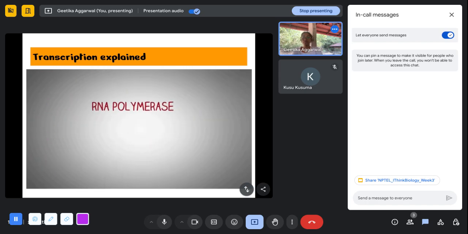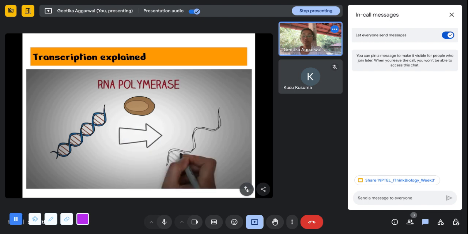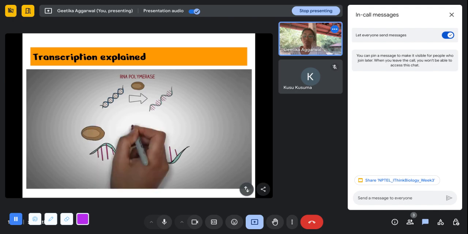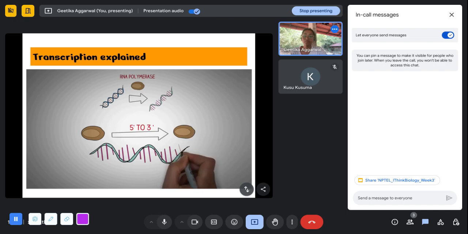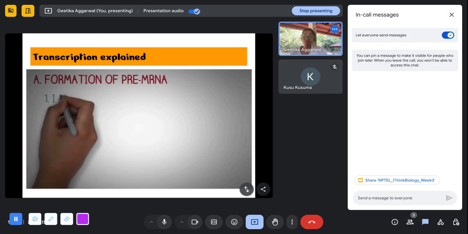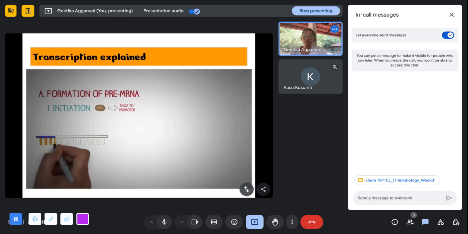Now, the main enzyme that is involved in this process of transcription is the RNA polymerase. The RNA polymerase has the main job of copying the information of the DNA to a new RNA molecule. RNA polymerase builds the new strand from the 5' to the 3' direction, adding new nucleotides to the 3' end. So the first step in the formation of a pre-messenger RNA molecule is the initiation, in which the enzyme RNA polymerase binds to the promoter region of the DNA.